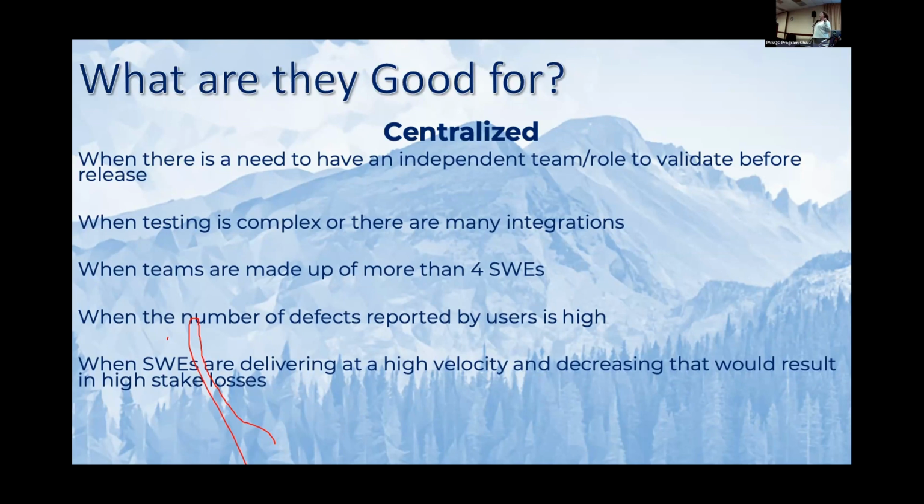So the other reason it's good for the centralized model is when software engineers are delivering at a very high velocity, and decreasing that velocity would result in high stakes losses. You want to keep them coding, you want to keep them writing that code, and you're going to add another expert onto the team to assist and help them so that they can keep on with that high velocity.